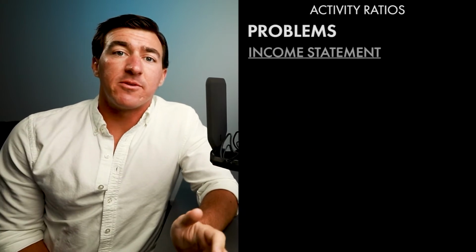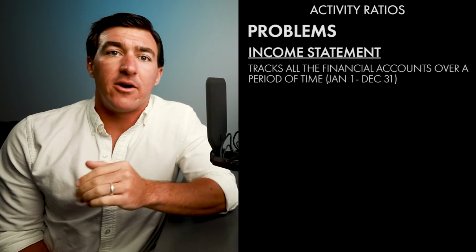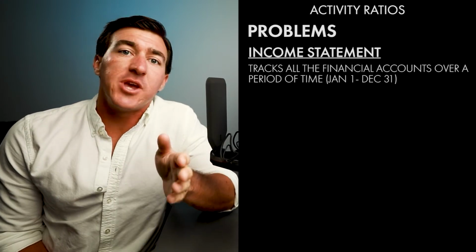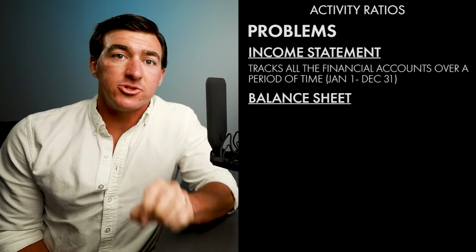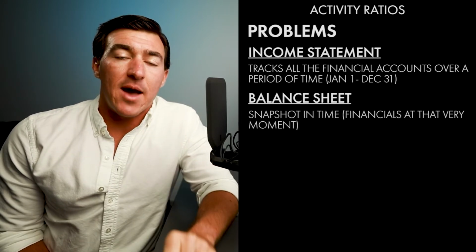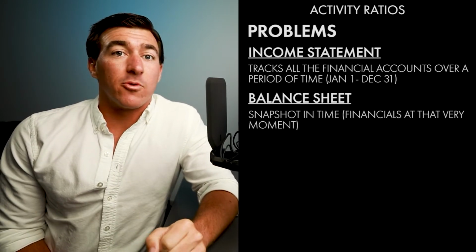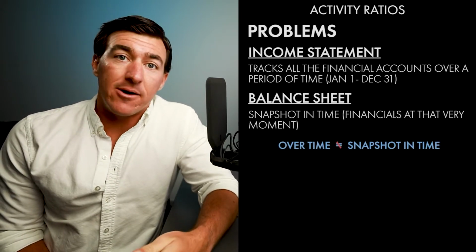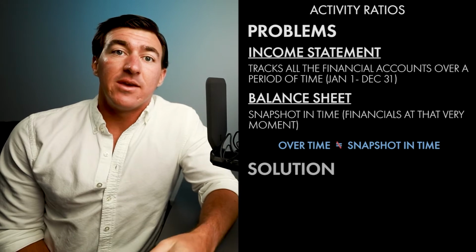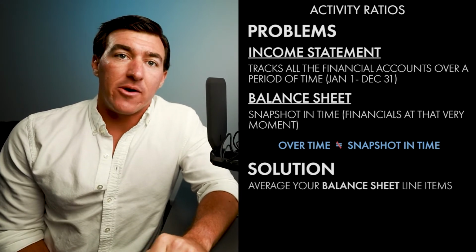You see, the income statement tracks all the financial accounts over a period of time, usually from January 1st until December 31st. Now, a balance sheet does not do that. A balance sheet is a quick snapshot of what's happening right then and there. And so that means that we're really comparing apples to oranges when we divide an income statement item by a balance sheet item. The way to fix this is to actually average your balance sheet items.